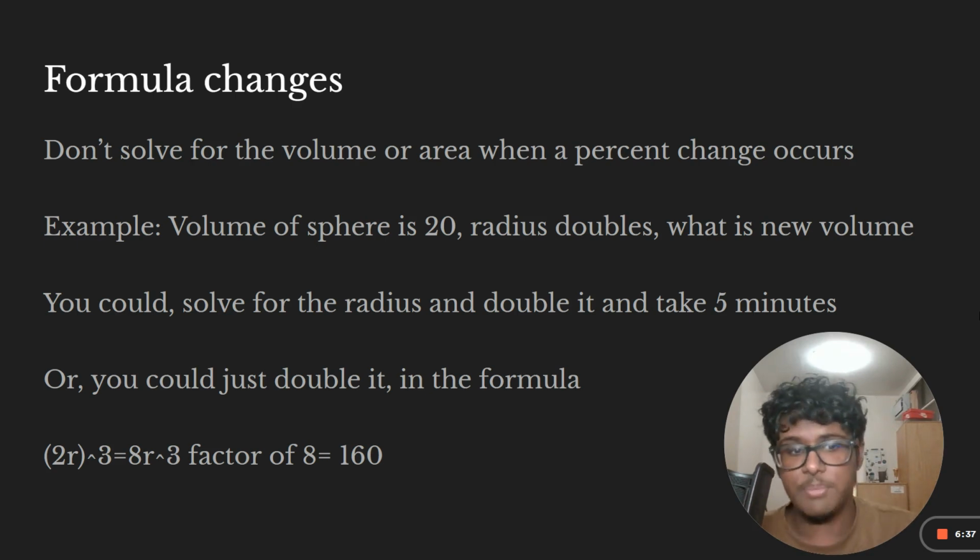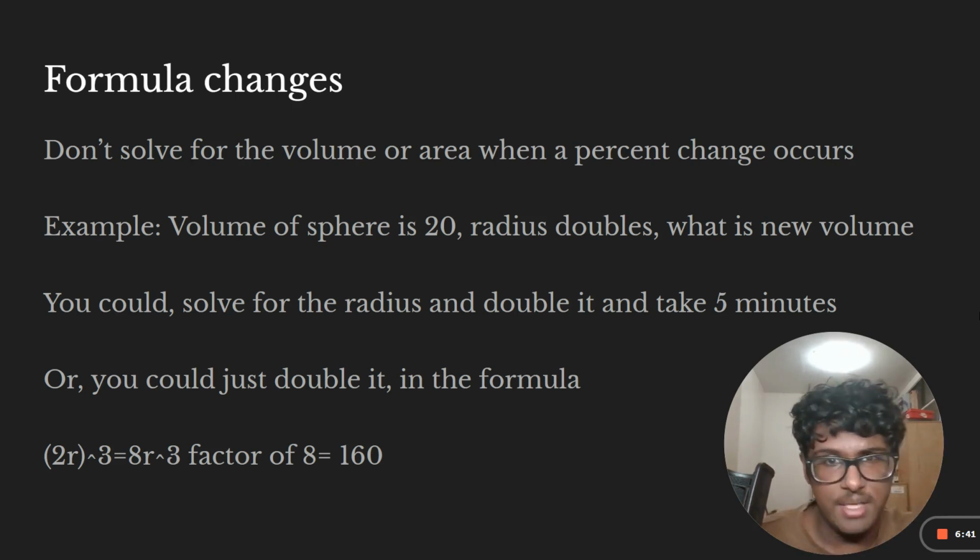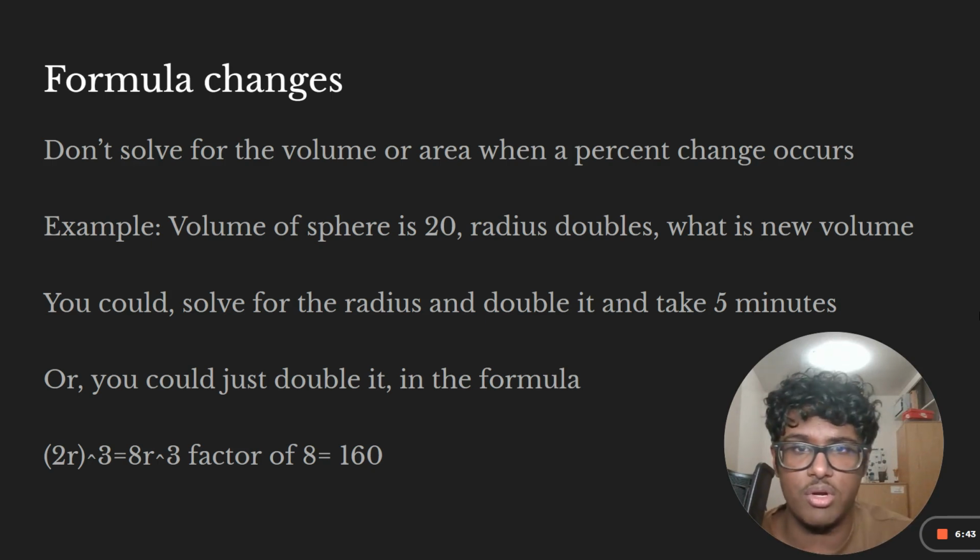So many people go to this idea of, okay, let's solve for the radius by dividing by all of these random things that aren't whole numbers and then taking the cube root of it. That's the wrong way to go about this question. Don't solve for volume or area when you get a percent change like this, like 50%, like double, like triple. Don't solve for the volume or area. There's a way that you can do this so much faster and so much easier, right?